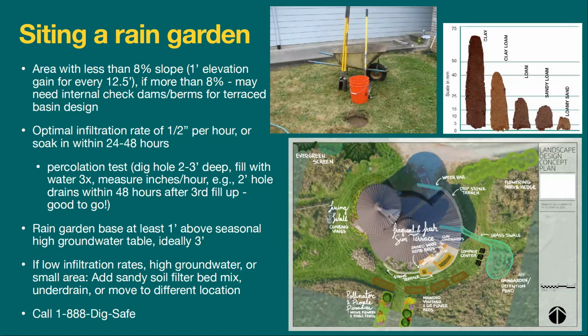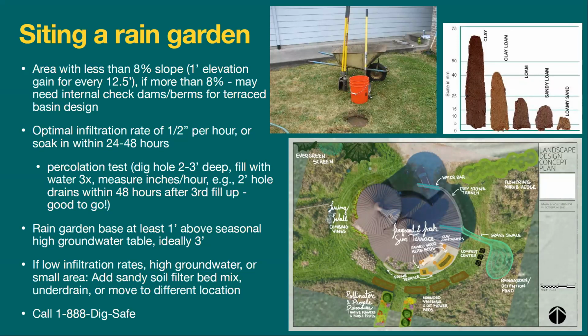And then the infiltration rate is important though. You do want about a half inch of infiltration per hour. That means your rain garden will soak in fully within 24 to 48 hours into the ground. And you can do this easily yourself. We did this for the rain garden course here. You do a simple percolation test where you dig a hole 1 to 3 feet deep. You fill it with water 3 times and let it fully drain out those 3 times.